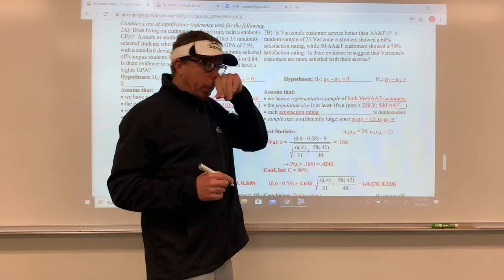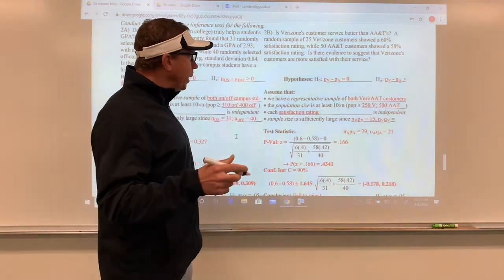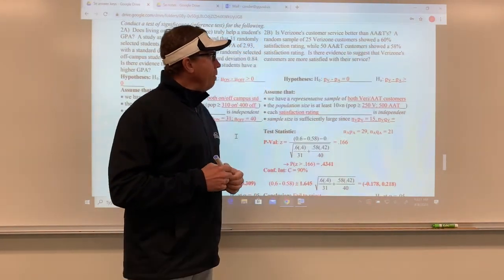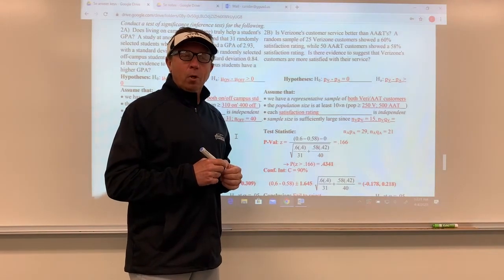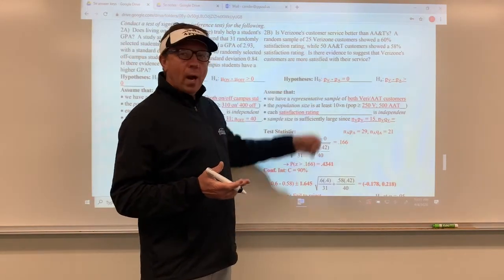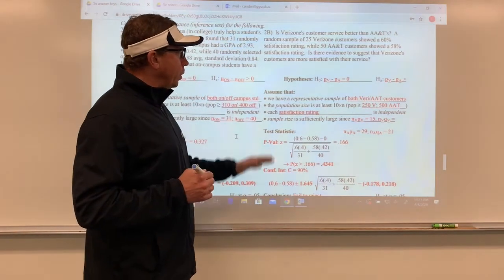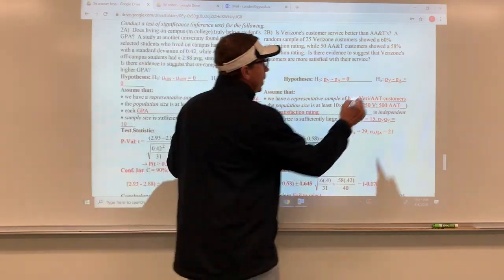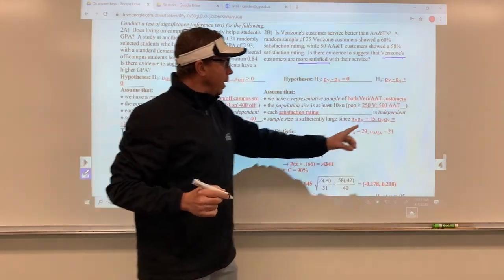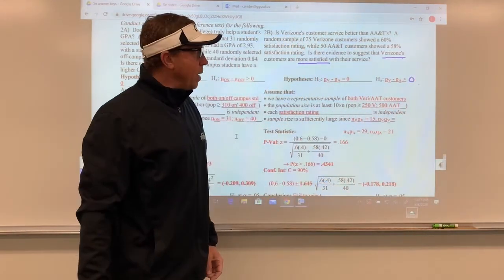All right, the first thing you're going to ask yourself, is this a mean or a proportion? This is a proportion, clearly, because we're dealing with two percentages, okay? And then you're going to ask yourself, is this one sample or is this two? Well, it's obviously two different samples, a group of 25 Verizon users and a group of 50 AT&T users. Okay, so here's your hypothesis, and we're wondering if Verizon's are more satisfied. More satisfied is a greater than symbol, okay? And it's going to be 0 right there. It's going to be a greater than symbol.